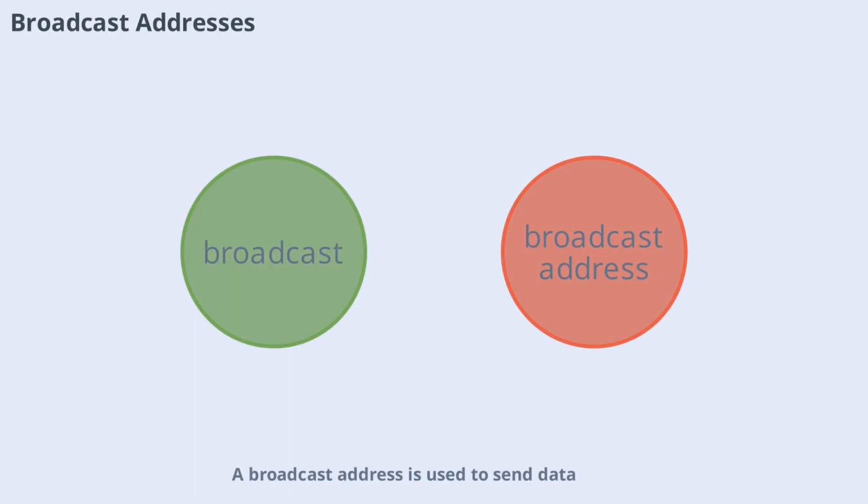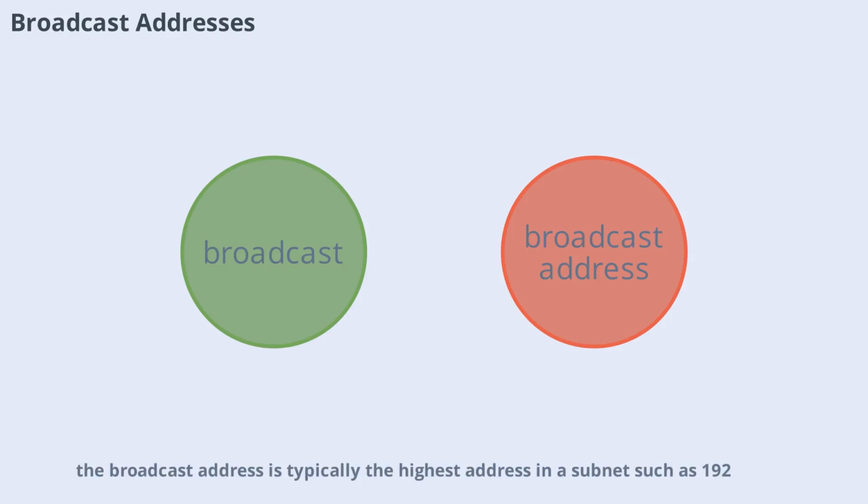Broadcast address is used to send data to all devices on a network segment at once. In IPv4, the broadcast address is typically the highest address in a subnet, such as 192.168.1.255. Broadcasts are useful for sending announcements or discovery messages, but they can also create extra network traffic if overused.